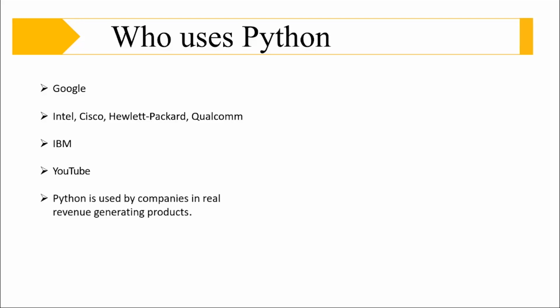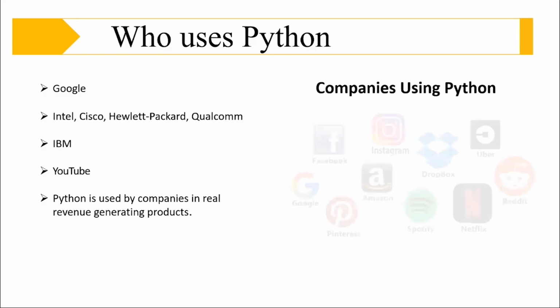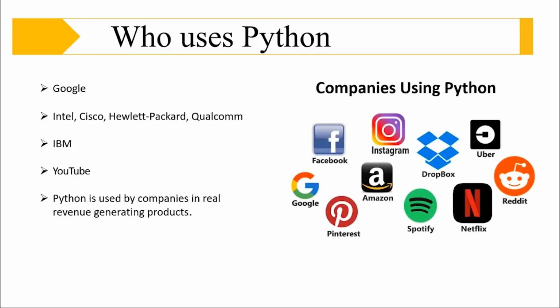So Python is used by companies in real revenue generating products. Apart from these companies, we have so many other companies that are using Python. We have Instagram, Facebook, Google, Amazon, Spotify, Uber, Reddit, Netflix, Pinterest. All of these companies are using Python in one way or the other, as a main language or at least a supporting language, and they are generating real revenue. That is, they're earning a lot using the Python programming language.